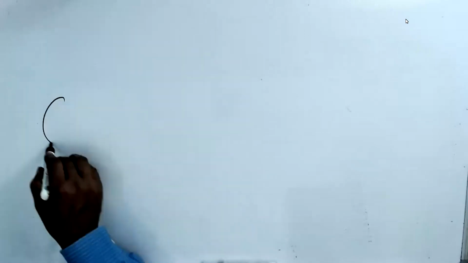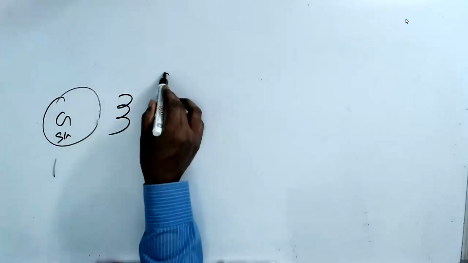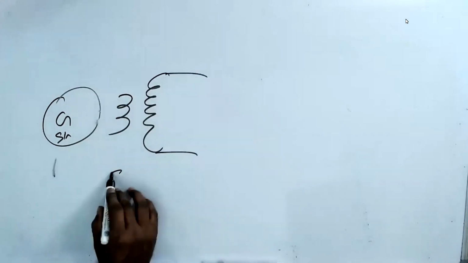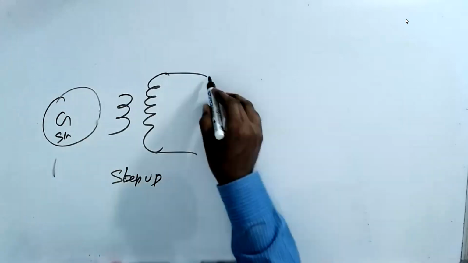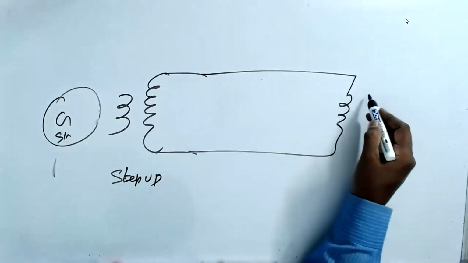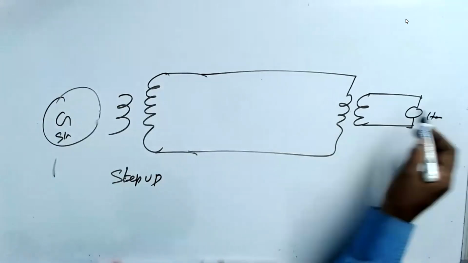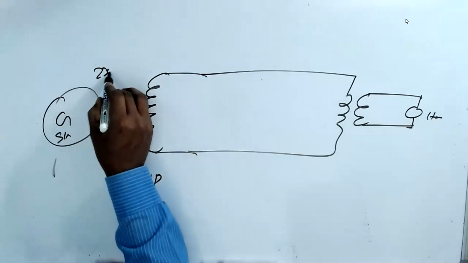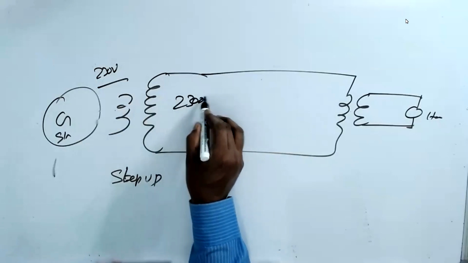Now I will tell you one small application of Ohm's law. You'll be thinking, why do we need, in the generating station at Mettur or wherever it is, a step-up transformer? They step up. And at your substation, they will step down and give it to you. This is your house. Let us assume that they generate 230 volts. And they step up to, let's say, 2300 volts.